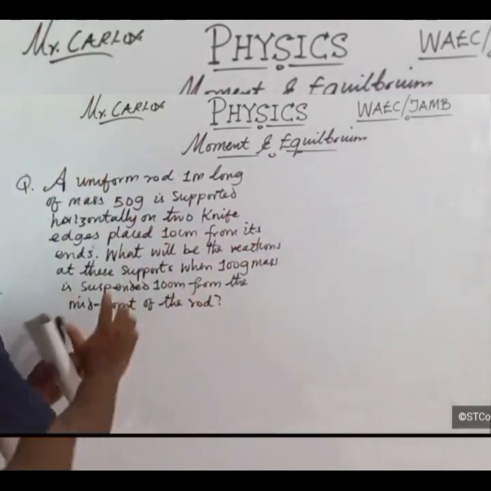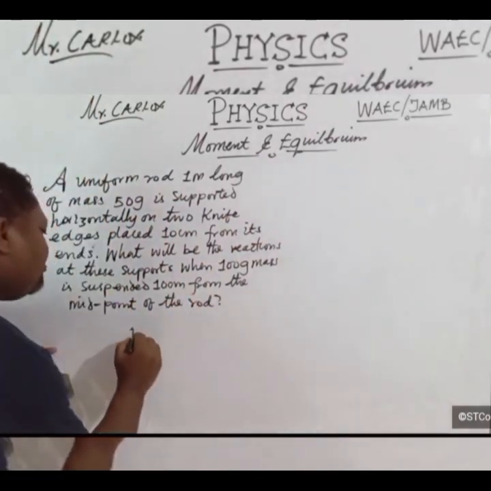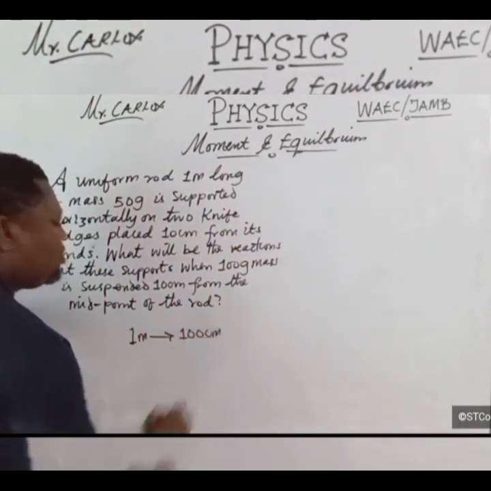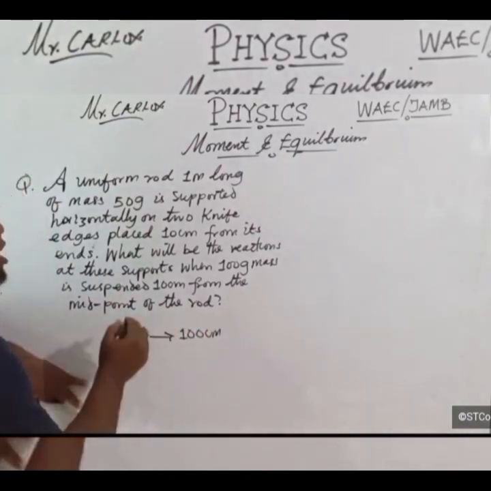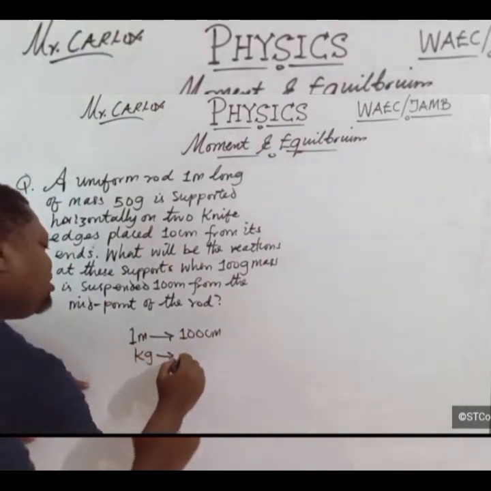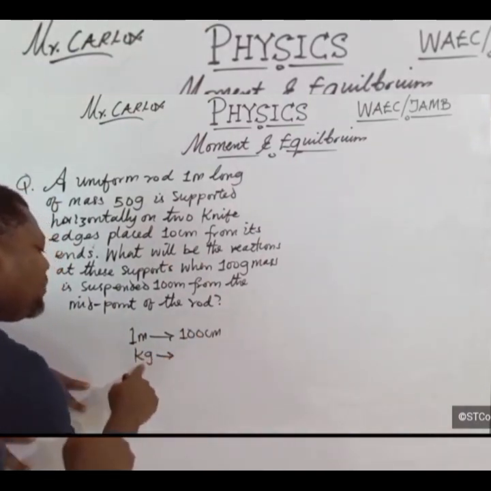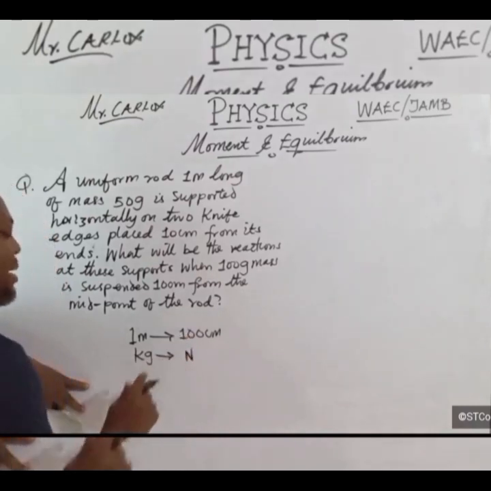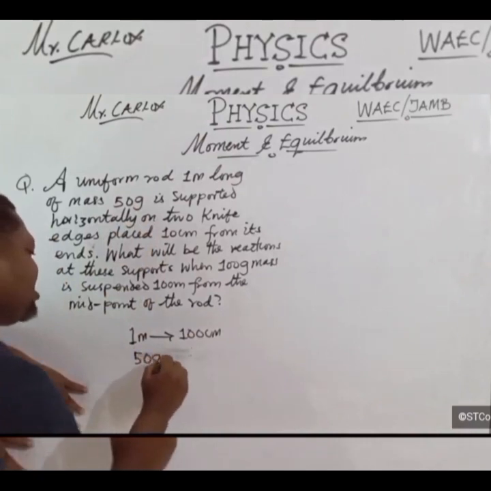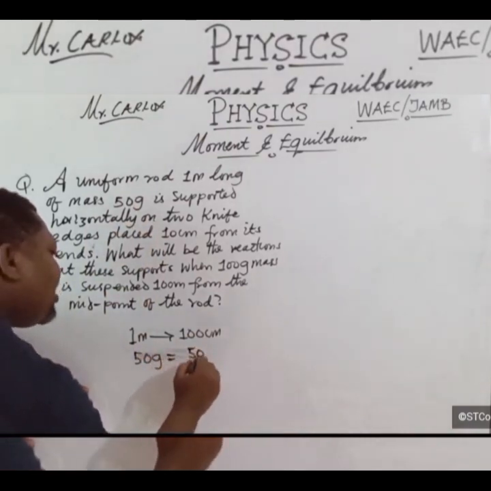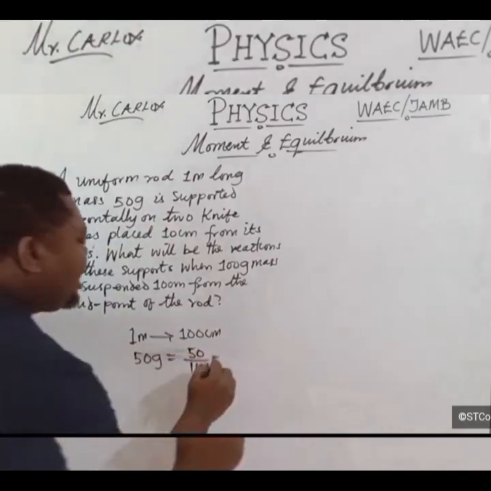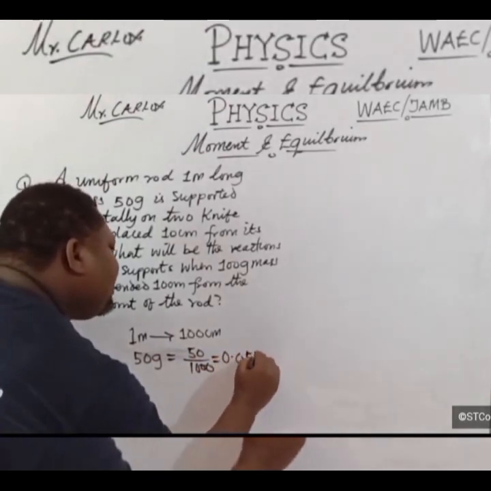So in this case, 1 meter is the same as 100 centimeters, whenever you see a meter rod. Also note that if you have kilogram to Newton, you multiply by 10. But in this case, we have 50 grams. So 50 grams is equal to 50 over 1,000 kilogram, and we'll now be having 0.05 kg.